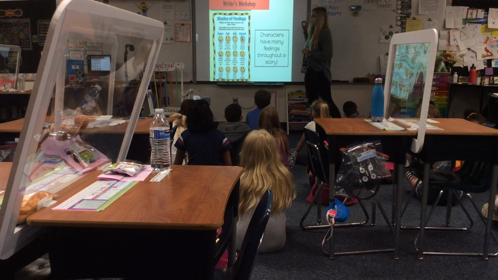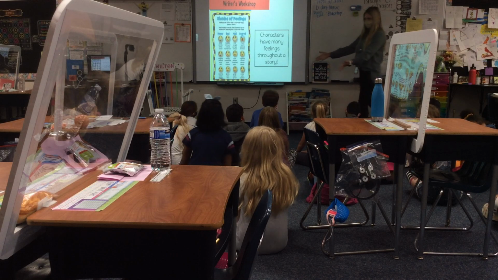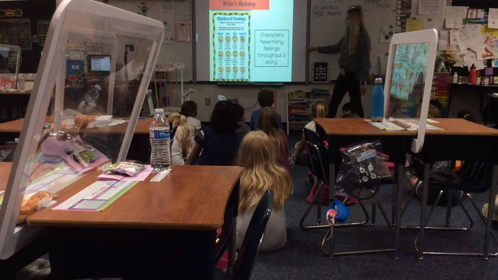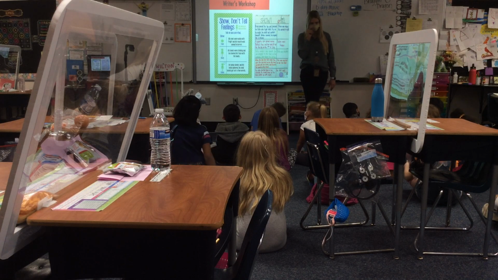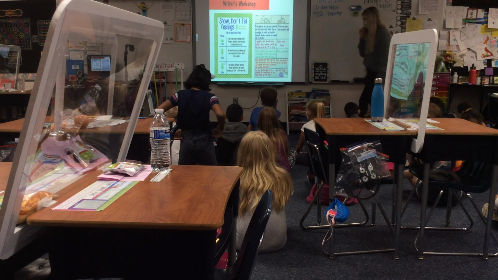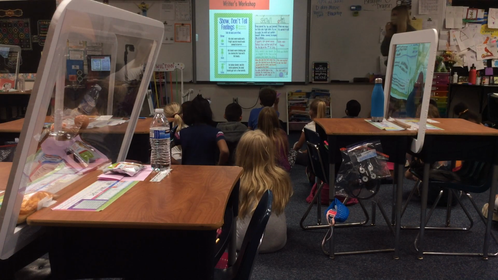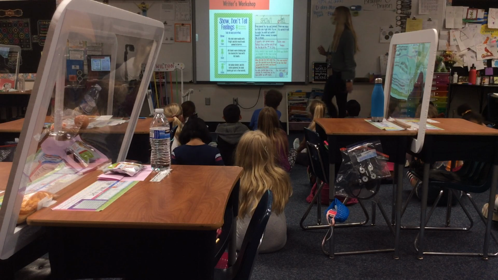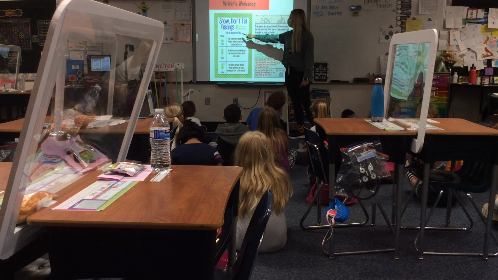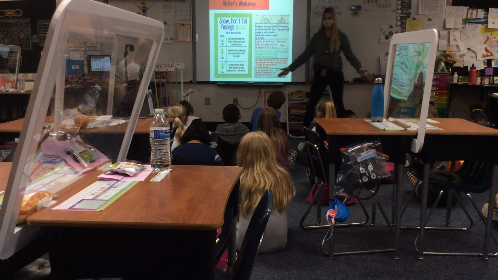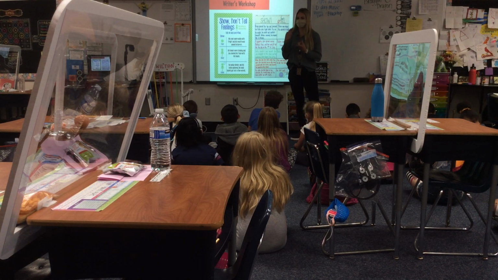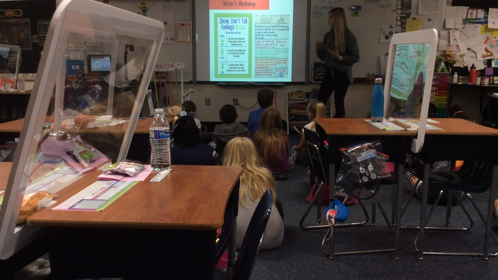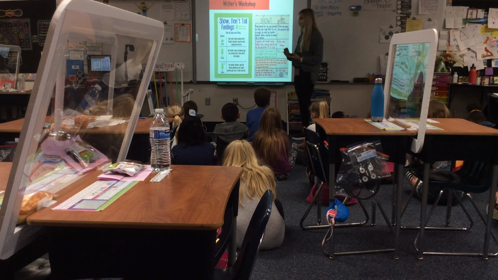So yesterday we said that we can say how our character is feeling, right? But today we're going to talk about how we can show how our characters are feeling in our writing. So let's look at this chart. It says show, don't tell feelings. Instead of saying he was petrified, we can show by describing the character's face, the character's body, and the character's voice.